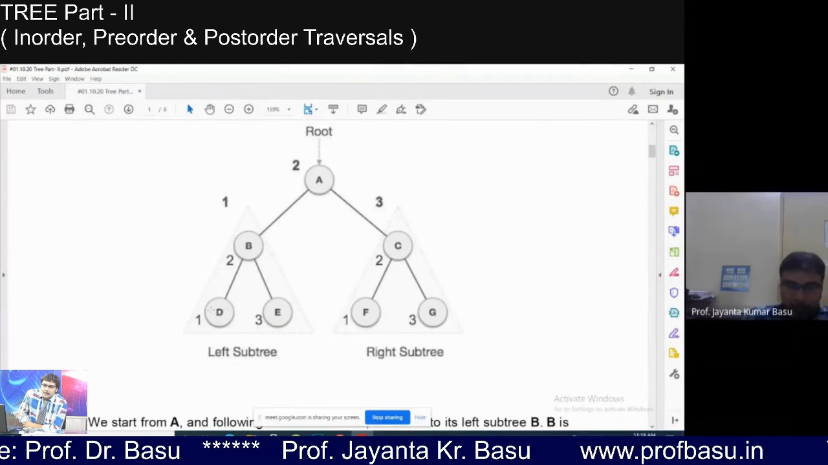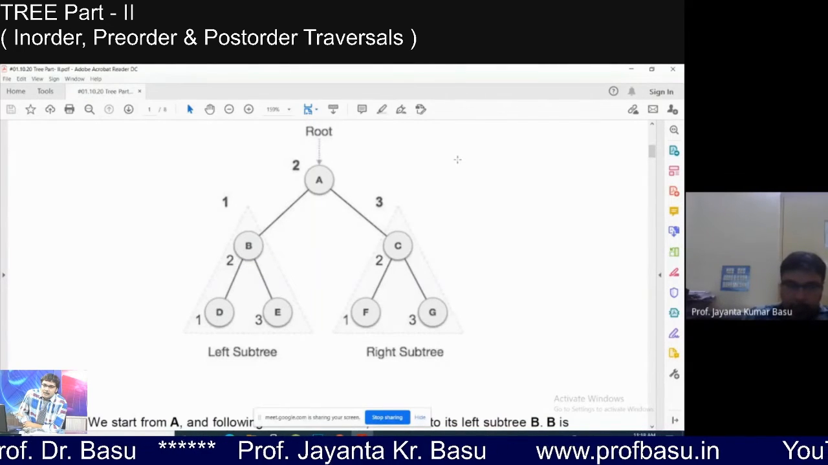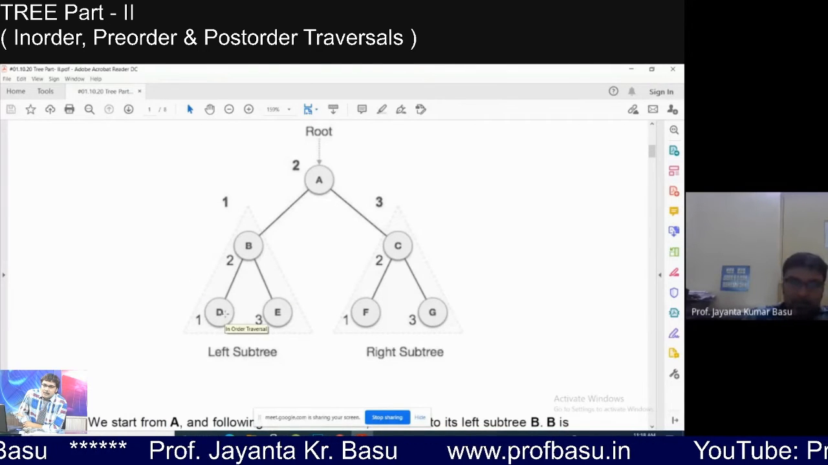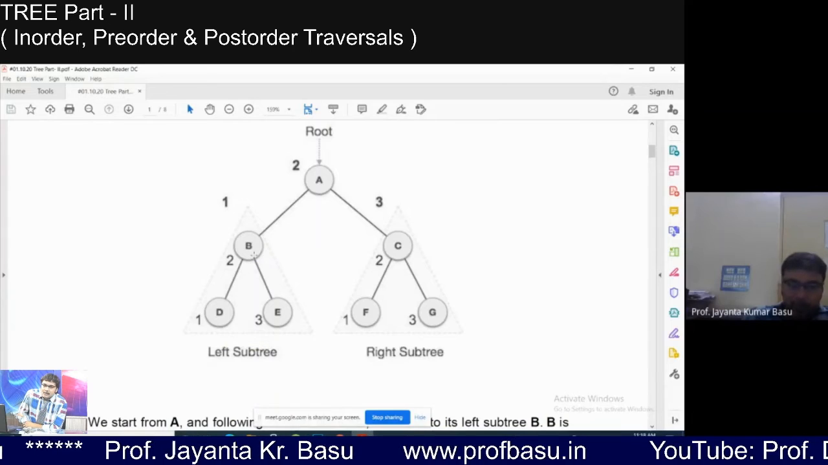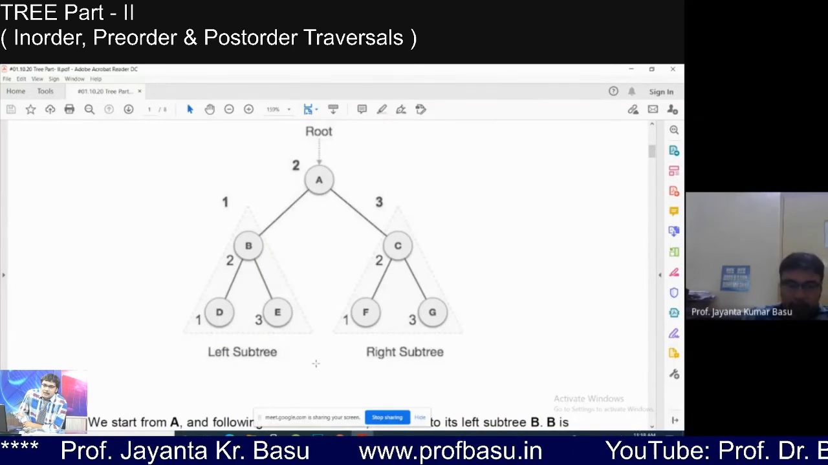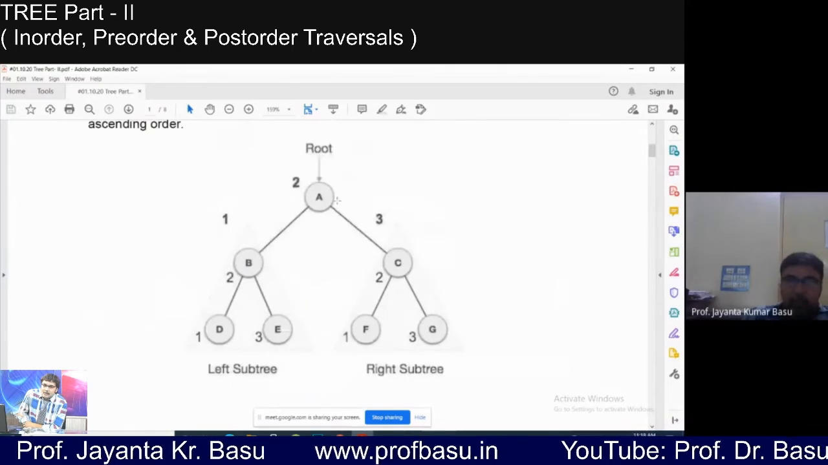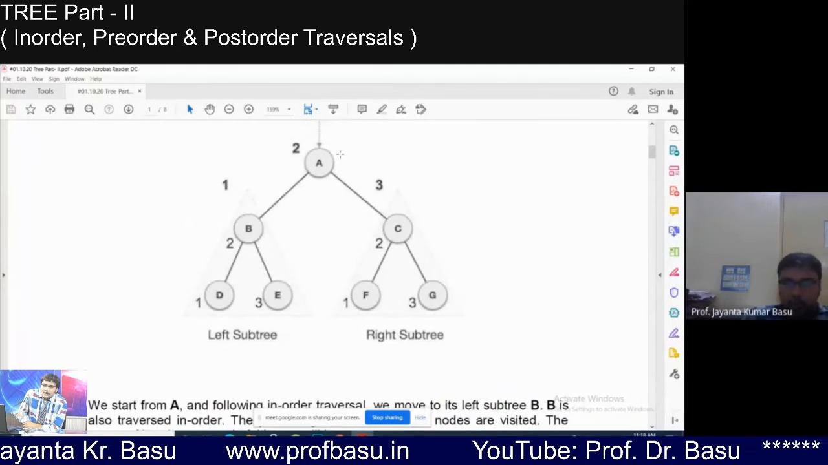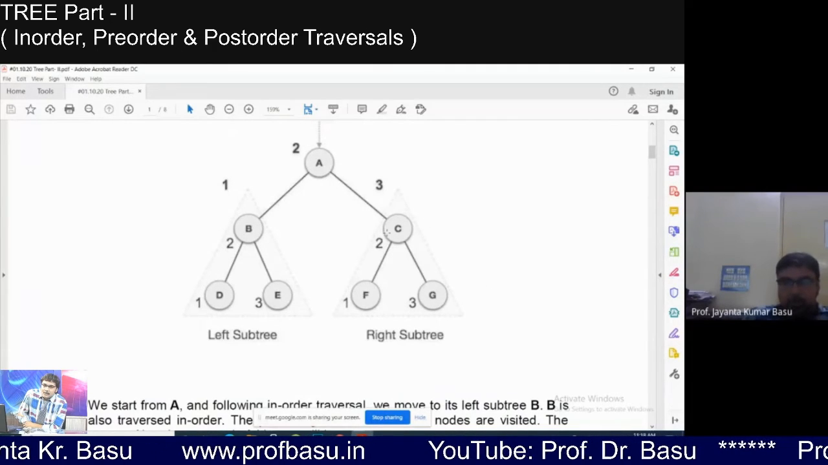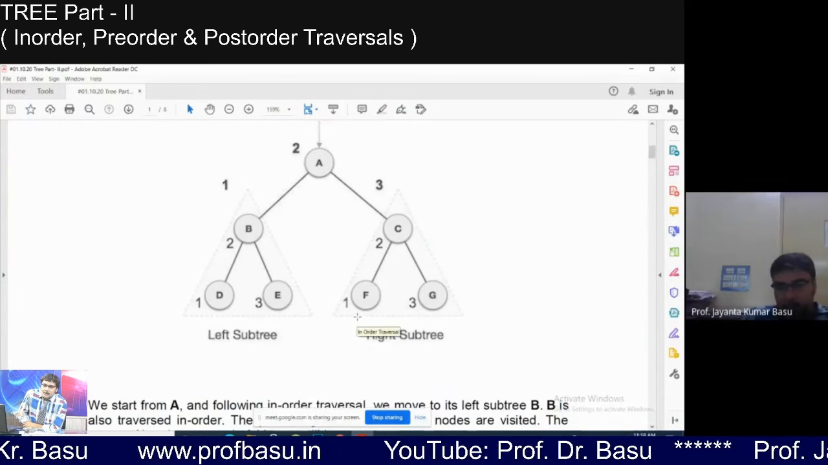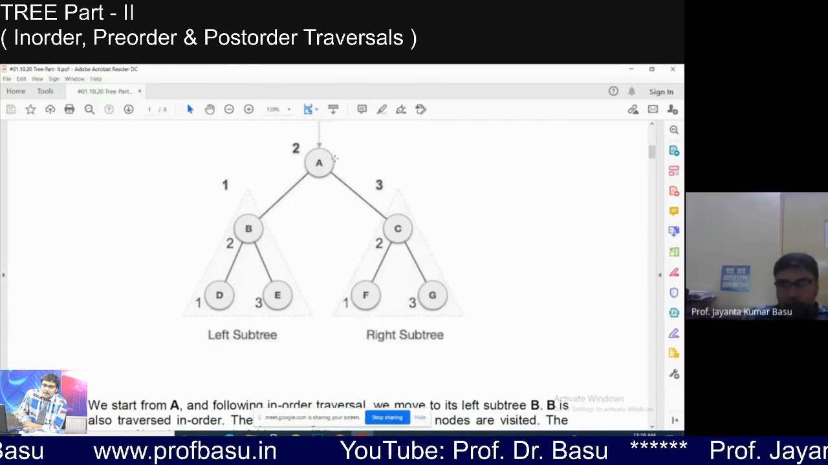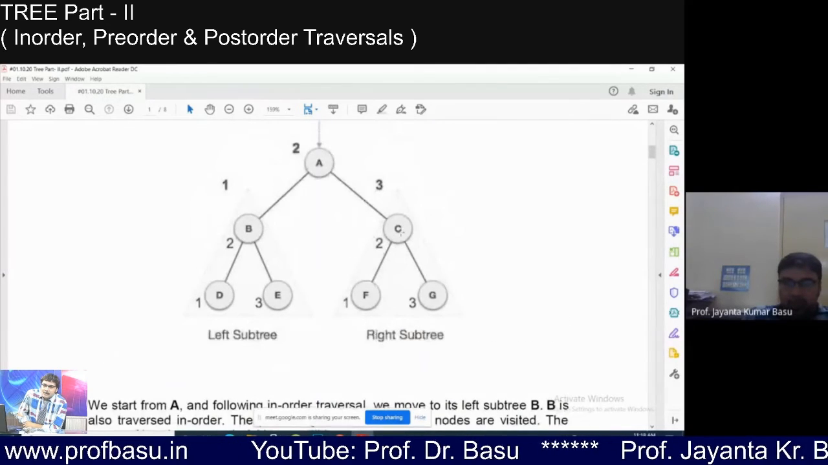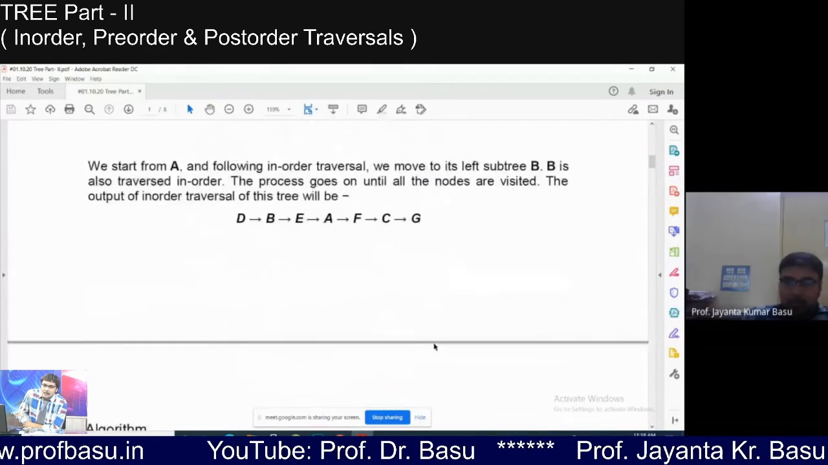So for this subtree, left, root, right. So first for this subtree, D will come first. Then for this subtree, D, B, root. Then right, D, B, E. Then root will come, A. Then the left part is completed, root is completed, then the right part. For this right subtree, again you go to the leftmost node. This is the leftmost node. So after A, F will be printed. Then root, then C, then G: F, C, G. Got it?